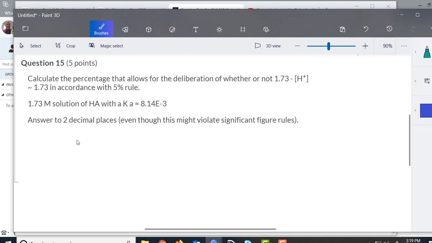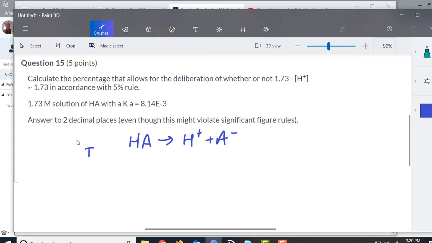So we'll do HA gives H plus A minus. We're going to have to find this concentration of H plus so we can make this determination that we're being asked to make in the problem.